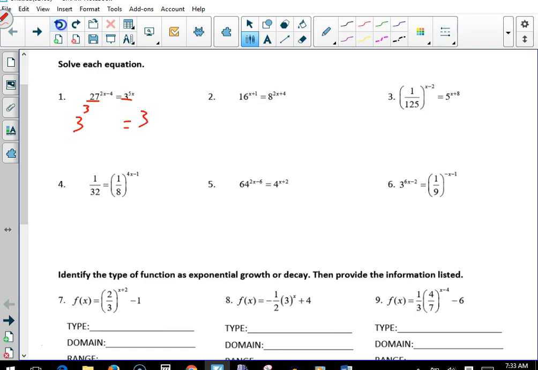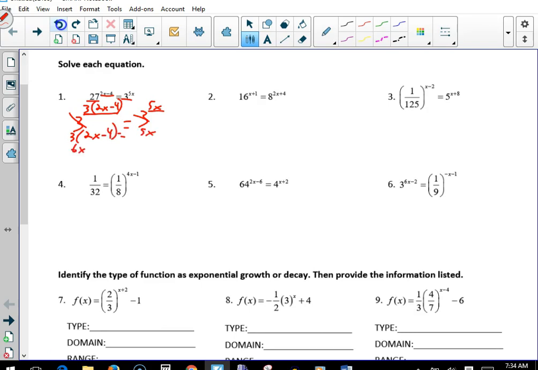Now, here's the important thing. This 2x minus 4, which was the exponent for the 27, is still an exponent. But we've added this exponent here. So we need to put the 2x minus 4 in parentheses. And over here, the 5x does not change. And now we can pretty much throw away these numbers and set this equal to that. So 3 times 2x minus 4 equals 5x.